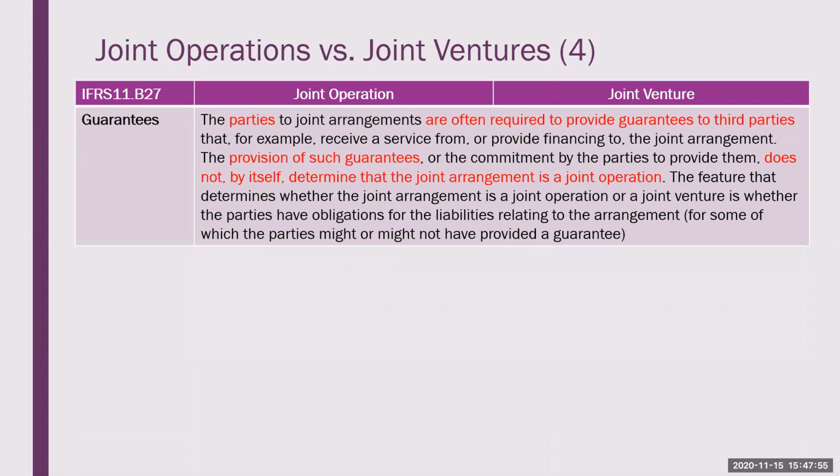As far as guarantees are concerned, this can be a common trait between joint operations and joint ventures, because in most cases, the owners have to extend guarantees to third parties. So just the mere fact that one of the owners has to extend a guarantee to a third party creditor is not a definitive indicator of whether the arrangement is a joint operation or a joint venture.